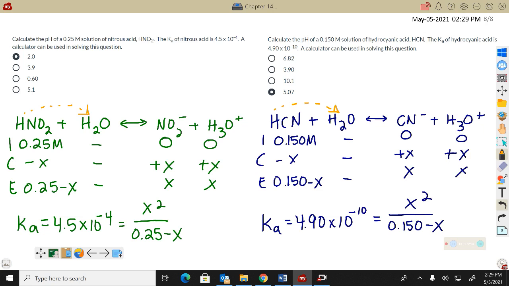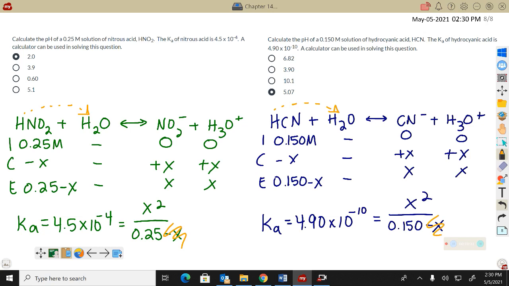When you shift everybody by X, look what happens in your ice table. It's always that the products are both X, and the reactant becomes your concentration minus X. So you'll have X squared over the molarity minus X. And because the Ka values are small, and by small we just mean less than 1, X should also come out to be something small. So I can ignore the minus X, and then all I have to do is cross multiply and take the square root.